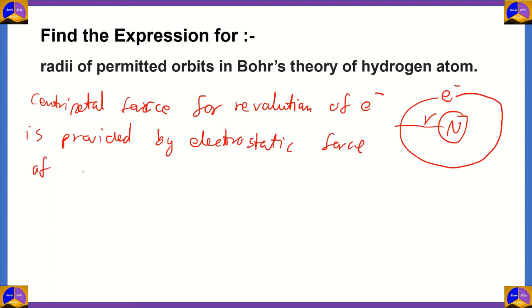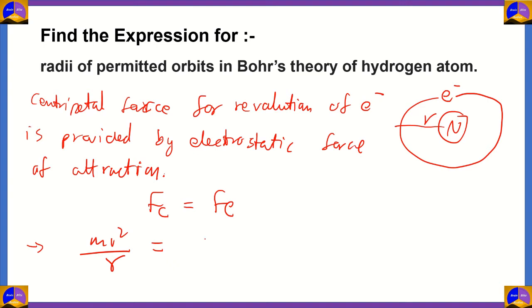As you can see, the nucleus is positively charged and the electron is negatively charged, so they attract each other. This attraction gives the necessary centripetal force for the electron to revolve around the nucleus in a specific orbit. Using this condition, centripetal force equals electrostatic force of attraction, we can write mv squared by r equals the formula for electrostatic force, 1 by 4 pi epsilon naught q1 q2 by r square. Here q1 and q2 are e, so that means e squared by r square.